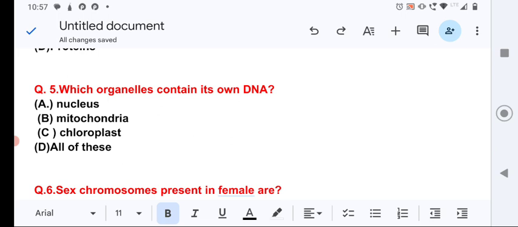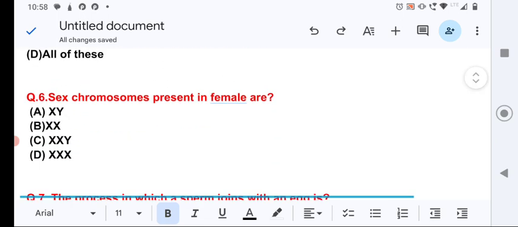Question number 5. DNA is present in the nucleus, mitochondria and chloroplast, that is, inside the nucleus and outside the nucleus in the cytoplasm. It is found in the mitochondria and chloroplast. As I have discussed above, mitochondrial DNA is circular in shape.